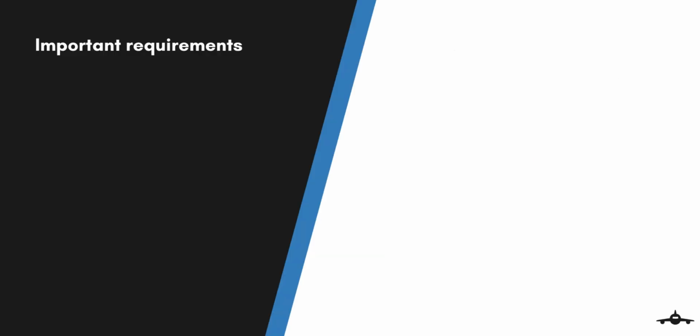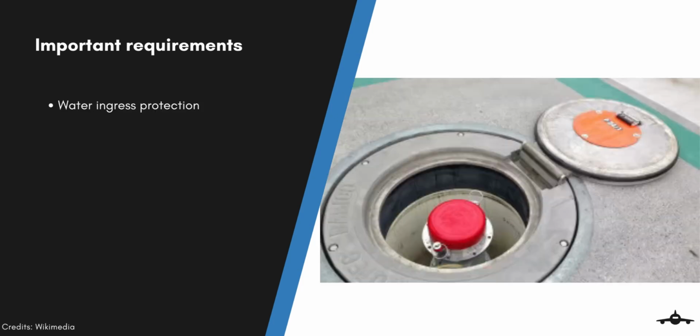Now I'll conclude this lecture by discussing the important requirements for a pit system. The very first requirement is water ingress protection. Since the pit system is built underground, it is very likely for rainwater to fill the pit, drowning all the equipment. Therefore, the pit system's ground cover should be designed accordingly, using rubber seals for waterproofing. Apart from that, pit systems also have sensors that automatically sense when water is filling and drain it.